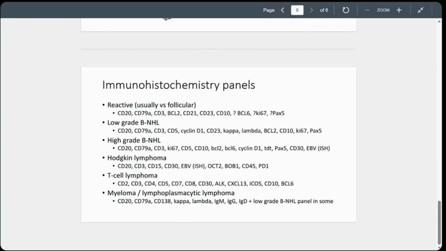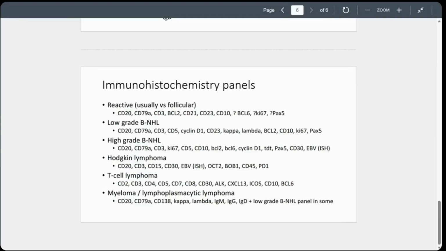Obviously CD30 and 15, but 30 can be positive in lots of other things, and 15, some Hodgkin lymphomas are negative. But if you've got something which looks like Hodgkin's and the large cells are positive for 30, negative for 15, and they're weakly positive for PAX5 compared to the infiltrating B cells, then you can confidently make a diagnosis of lymphoma.